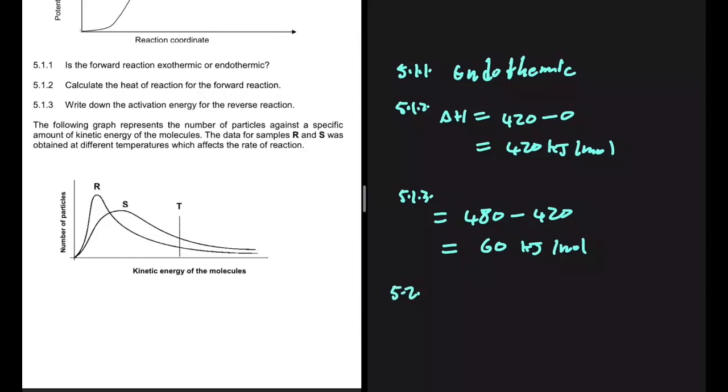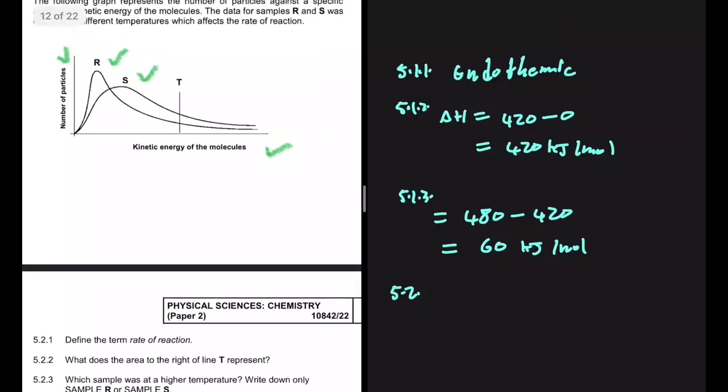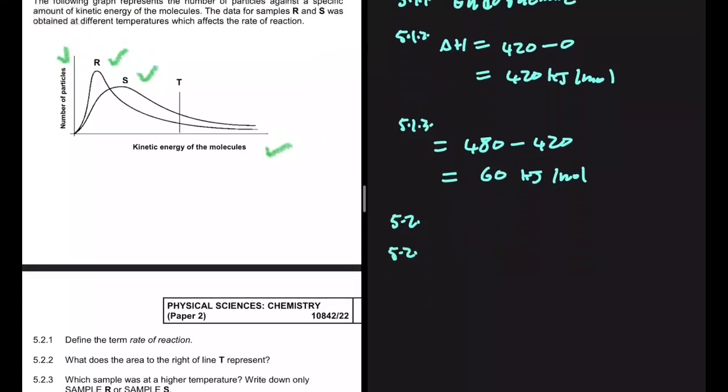Let's look at 5.2. The following graph represents the number of particles against a specific amount of kinetic energy of the molecules. The data for samples R and S was obtained at different temperatures, which affects the rate of reaction. There we have our graph for R and S. We have the number of particles on the y-axis and the kinetic energy of the particles on the x-axis. The first question, 5.2.1, is asking us to define the term rate of reaction. That is the change in concentration of the reactants or product per unit time. It is actually that easy.